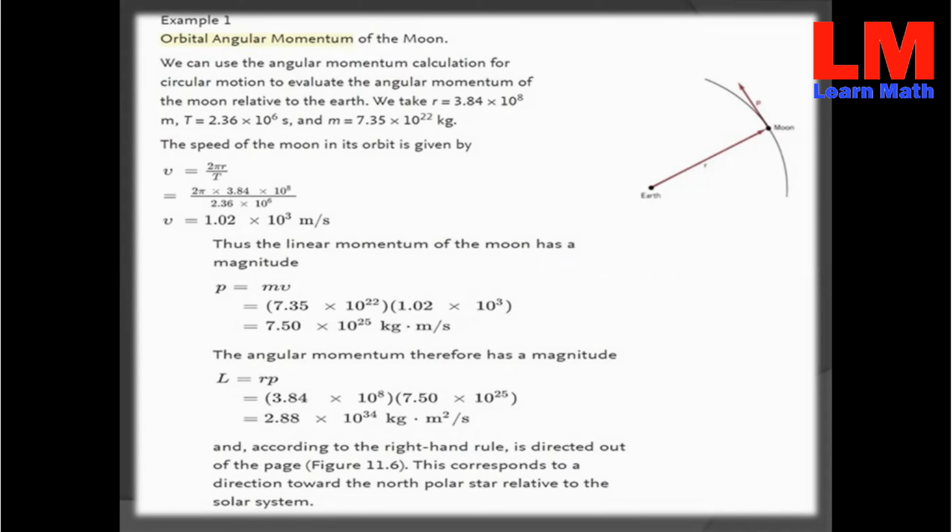Next we will find the angular momentum, which has a magnitude L is equal to rp. We put the values of r and p, and we get 2.88 times 10 raised to power 34 kg meter square per second. According to the right hand rule, it is directed out of the page. The figure is represented here. This corresponds to a direction toward the North Pole star relative to the solar system.